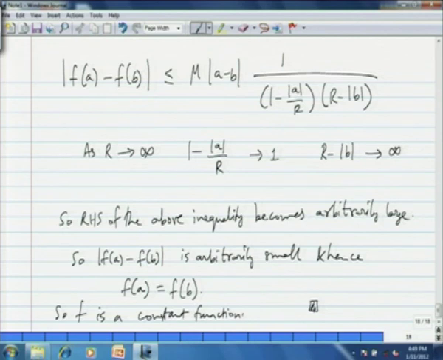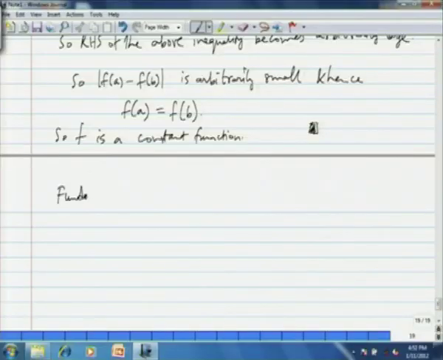Okay. So, we proved this by taking two different points a and b and showing that the value of f at those two different points is equal. And the proof, of course, used Cauchy's integral formula. And Liouville's theorem is very useful. So, for example, it gives us a quick proof of the fundamental theorem of algebra. Okay. So, here is the fundamental theorem of algebra.